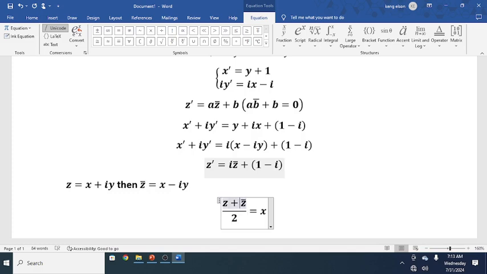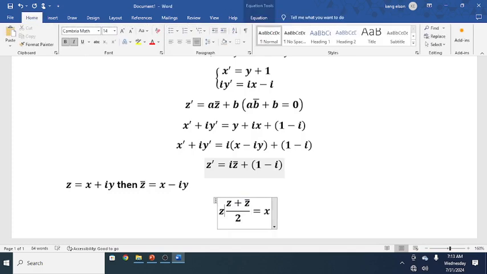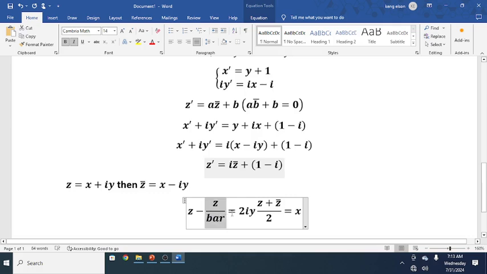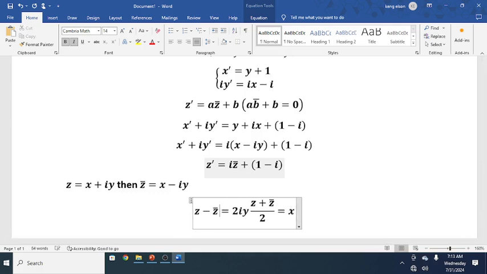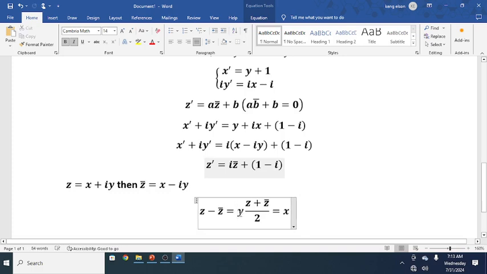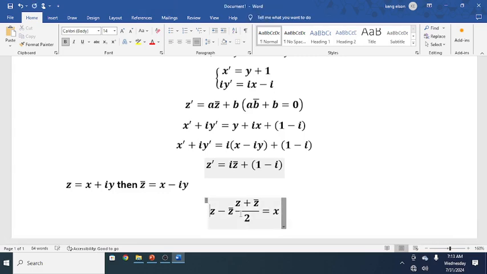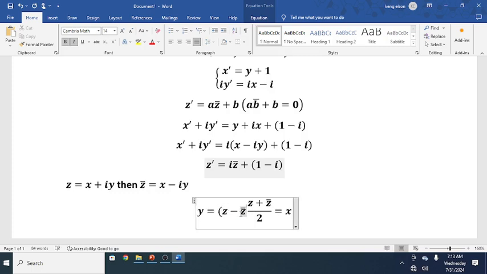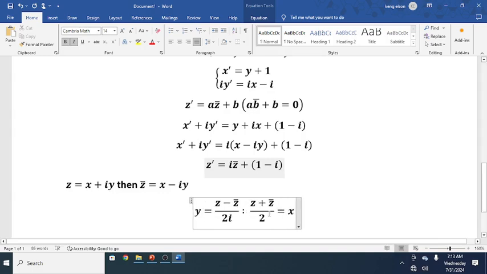Now if we instead subtract the two complex numbers, we have z minus z bar, and the x is going to cancel. We are going to have 2iy. This is supposed to be z bar, sorry, the keyboard I'm using is very small. So we have z minus z bar equal to this, so your y is going to be z minus z bar divided by 2i. So your y is equal to z minus z bar divided by 2i, and then your x is that.